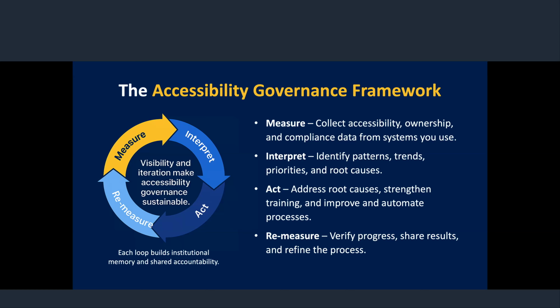Every new data point shows how your governance practices are working and where to improve. And then the real power of this framework is that it scales. Small, consistent actions add up across large ecosystems. And this framework gives us a repeatable way to manage complexity and celebrate progress, not perfection. Accessibility governance succeeds when it's visible, repeatable, and shared.